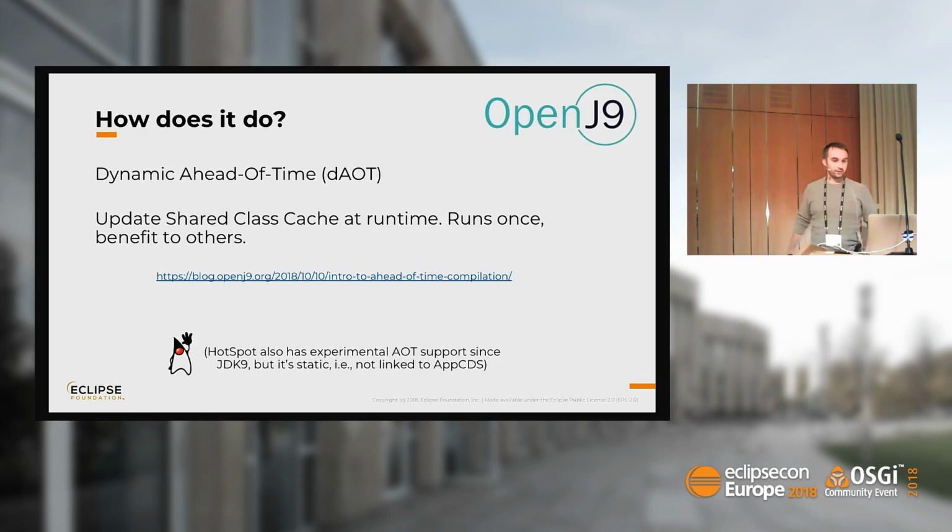performance much faster. And the thing is, this dynamic ahead-of-time compilation works while your virtual machine is running, so it updates some part of the cache. So any VMs that start after that will benefit from all the caching that has been happening before. So if you want more detail about that, there is a very nice article on the OpenJ9 blog.